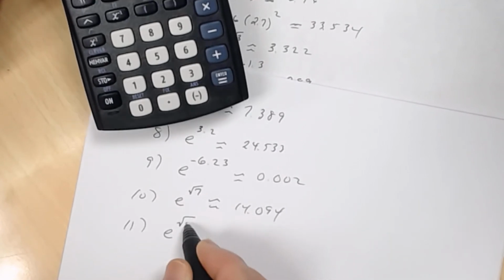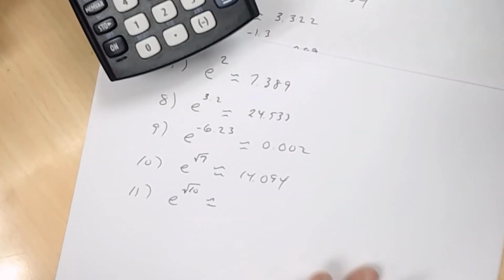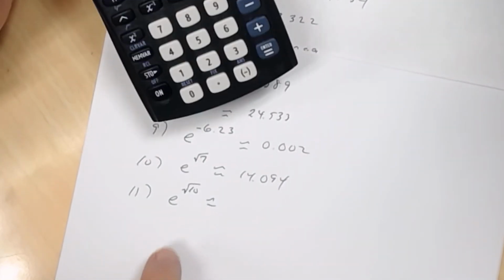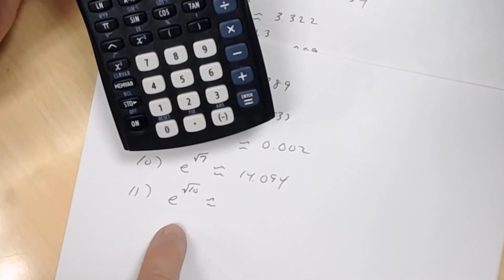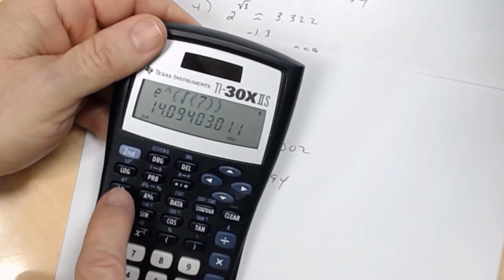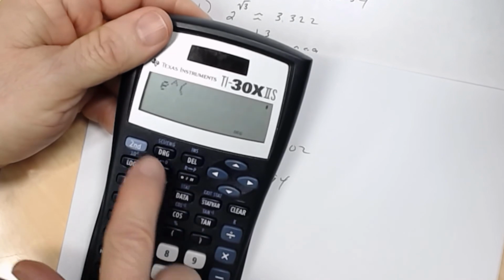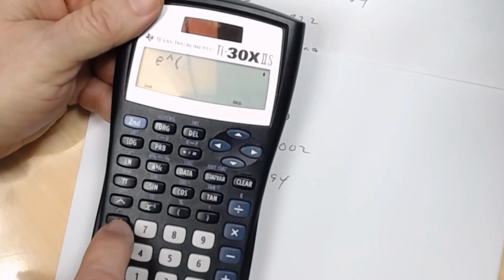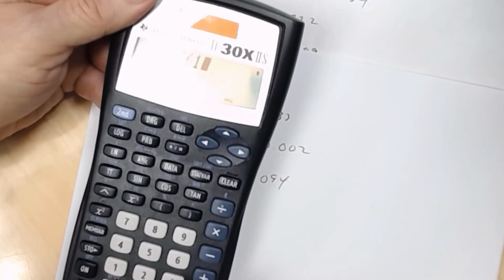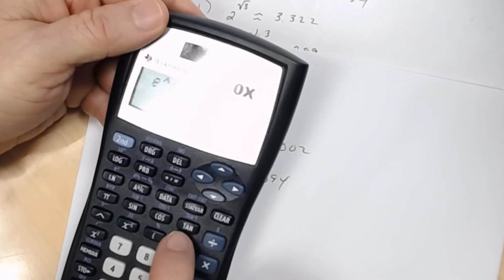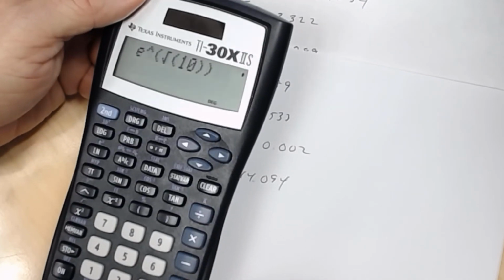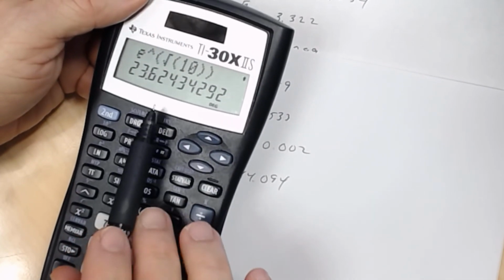e to the square root of 10, let's say. Let's see if you can do this yourself. Pause this video and see if you can do this. All right, now let's see what we get. Second, e raised to the square root, second, x squared, and my radicand is 10. Close that parentheses to close up the radical, and then the exponent, close the parentheses, press equal, 23.624.